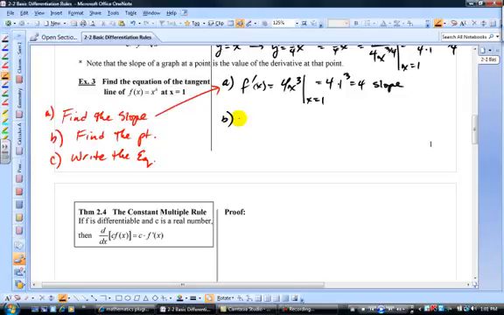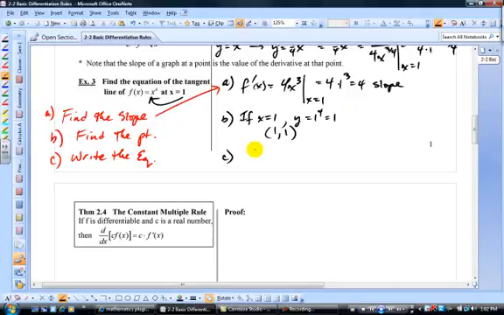Now the next thing you do is find your point. If x equals 1, then y is equal to 1 to the 4th power, because you just substitute this in here. Whenever you want to find a y value, just substitute the x value in, and you get 1. So your point is (1, 1).